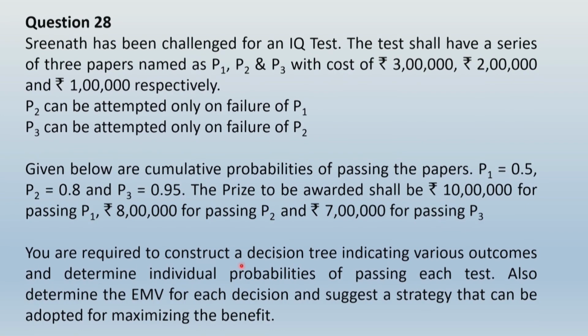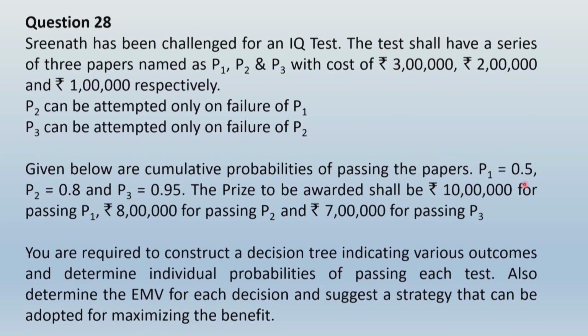You are required to construct a decision tree indicating various outcomes and determine individual probabilities of passing each test. Also determine the EMV for each decision and suggest a strategy that can be adopted for maximizing the benefit. Now friends, one thing different we find in this particular question is that cumulative probabilities are given and individual probabilities have to be determined.